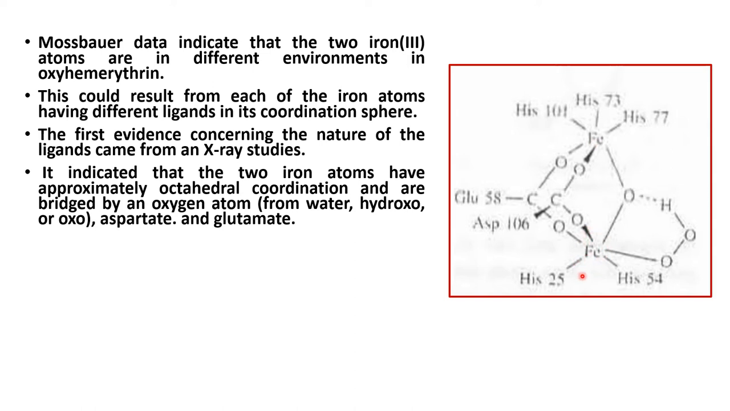But after oxygenation, the two iron atoms have approximately octahedral coordination, that is, equal coordination number, 6, and are bridged by an oxygen atom from water, hydroxo or oxo, aspartate and a glutamate.